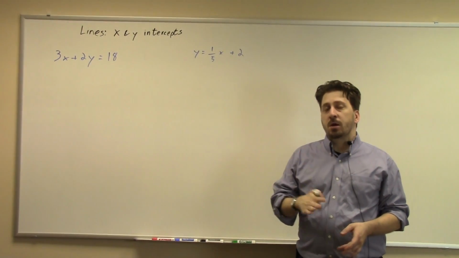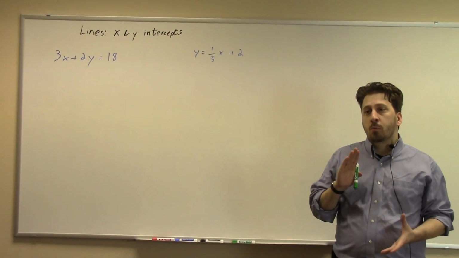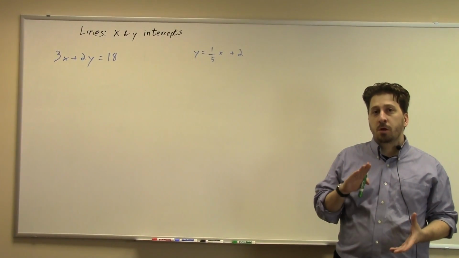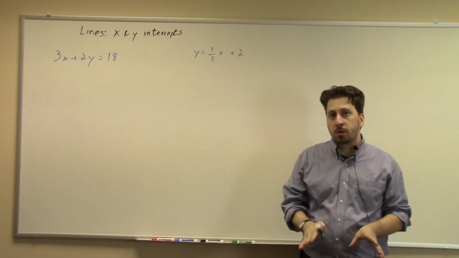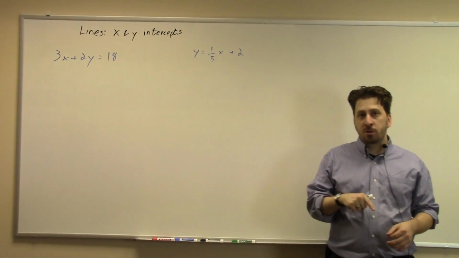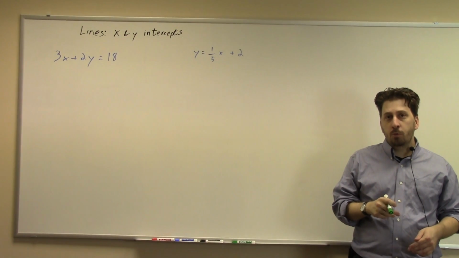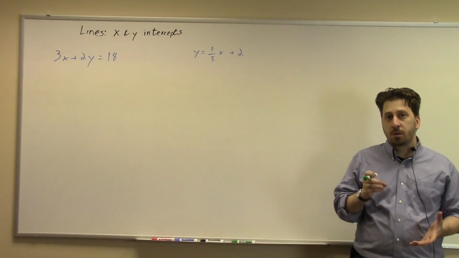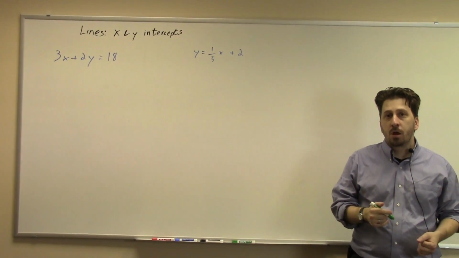Okay? Now, the main idea I want to get across here is that when we're talking about the x and y intercepts, in whatever context, that means you're finding the x and y intercepts. So even if it says graph by plotting the x and y intercepts, you have to find the x and y intercepts in those cases.